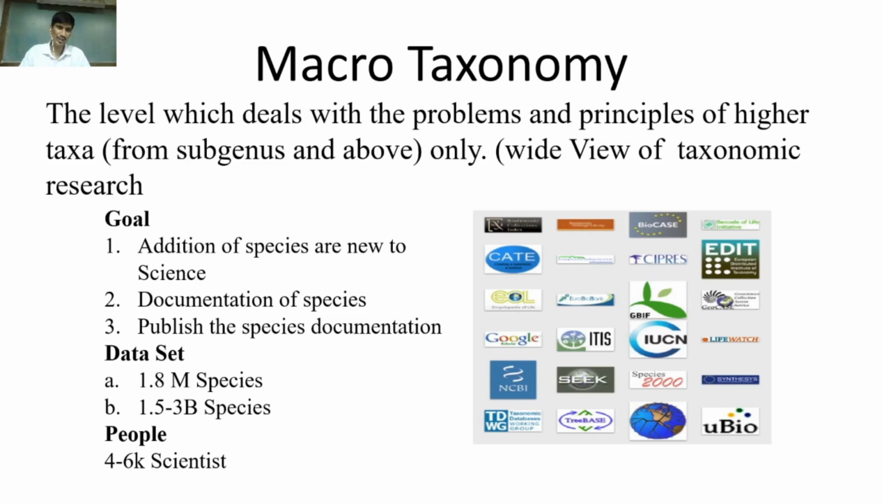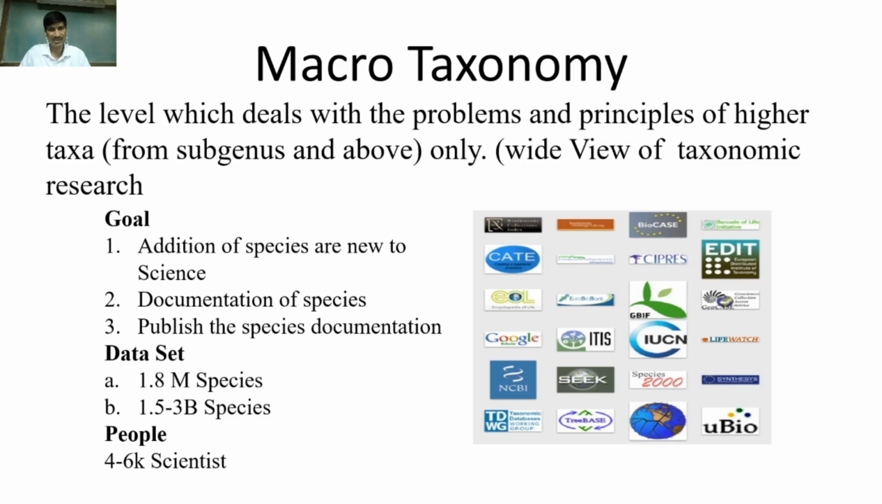Here is macrotaxonomy, the level which deals with the problems and principles of higher taxa. We go above the subgenus or genus level and view taxonomic research. This is a wide area of research. The goal of macrotaxonomy is adding species that are new to science. Scientists are interested in collecting data and adding new species. They also work on the documentation of species. For example, in our college campus, how many different types of species are found there? These are documentation.